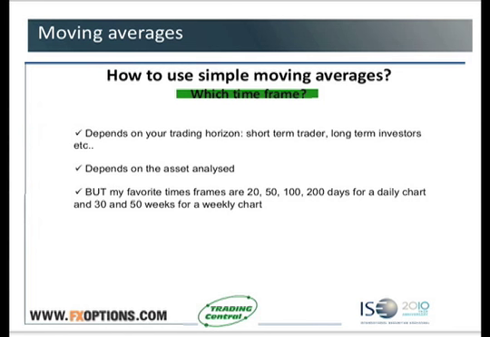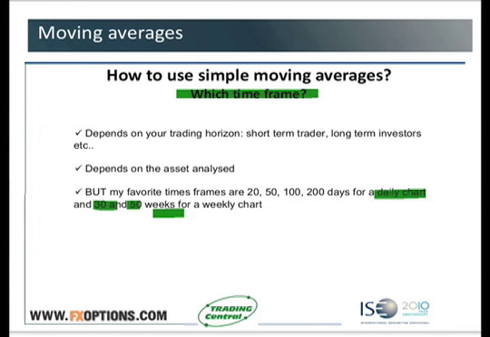So, for me, my favorite time frames are 20, 50, 100, and 200 days moving averages for a daily chart, and 30, 50 weeks for a weekly chart. I mean, when I take a chart, if I have a daily chart, I always have 20, 50, 100, and 200 days moving averages on my chart. And if I take a weekly chart, I always have a 30 and 50 weeks moving average on my weekly chart. This is my rule. It's not a rule in general, but this is my rule.